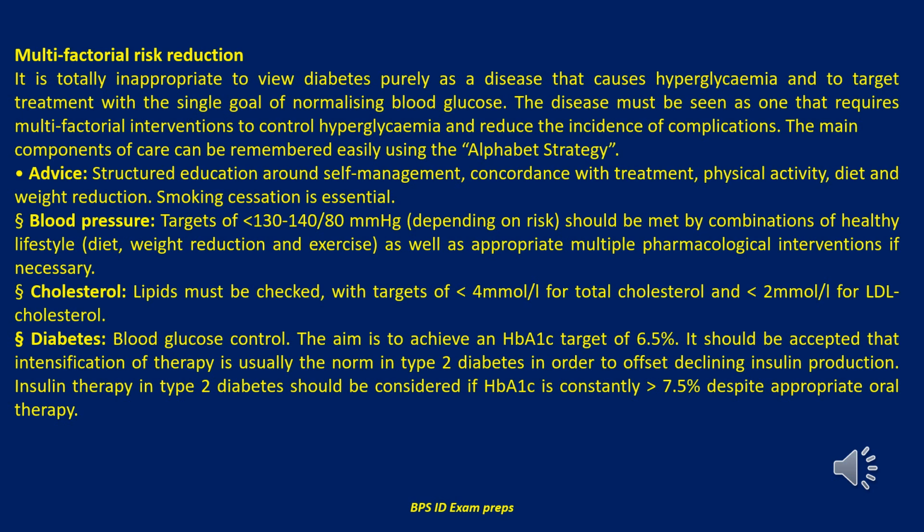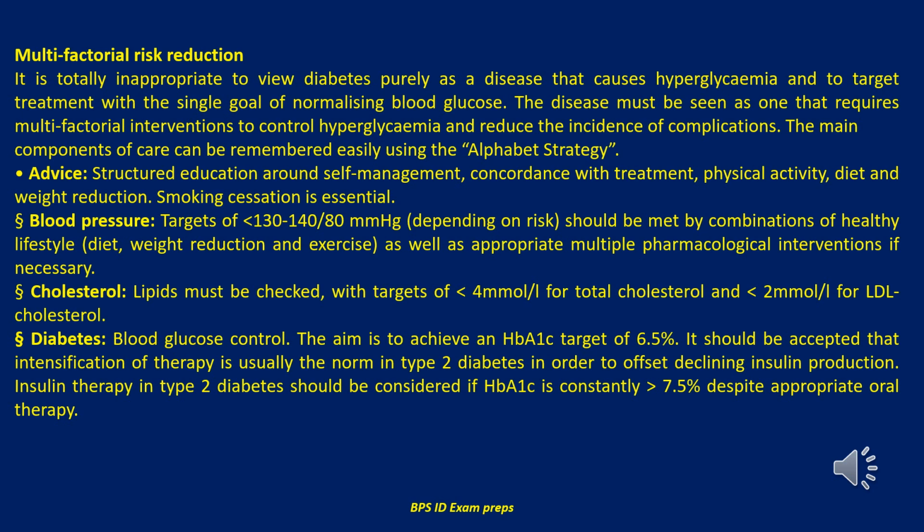A. Advice. Structured education around self-management, concordance with treatment, physical activity, diet and weight reduction. Smoking cessation is essential. B. Blood pressure. Targets of below 130 to 140 systolic, 80 diastolic, depending on risk, should be met by combinations of healthy lifestyle, that is diet, weight reduction and exercise, as well as appropriate multiple pharmacological interventions if necessary.